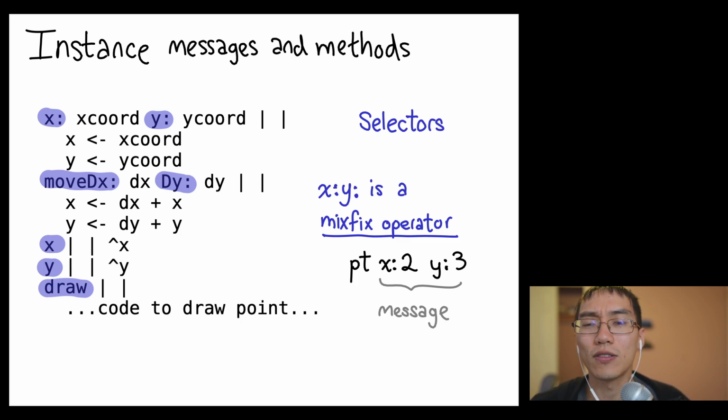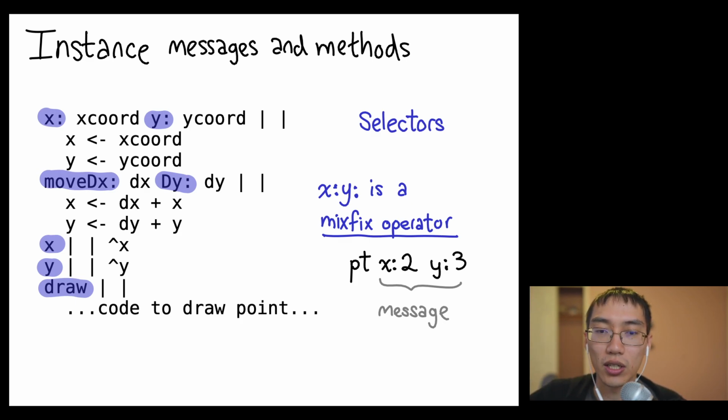You can think of this as a proto version of keyword arguments, because it makes it a lot easier to tell which of the arguments is the x coordinate versus the y coordinate. So we've got a function called x colon, y colon. It takes an x coordinate and a y coordinate. And if you wanted to pass this message to the point, you basically say pt, that's the object, and then x colon 2, y colon 3.